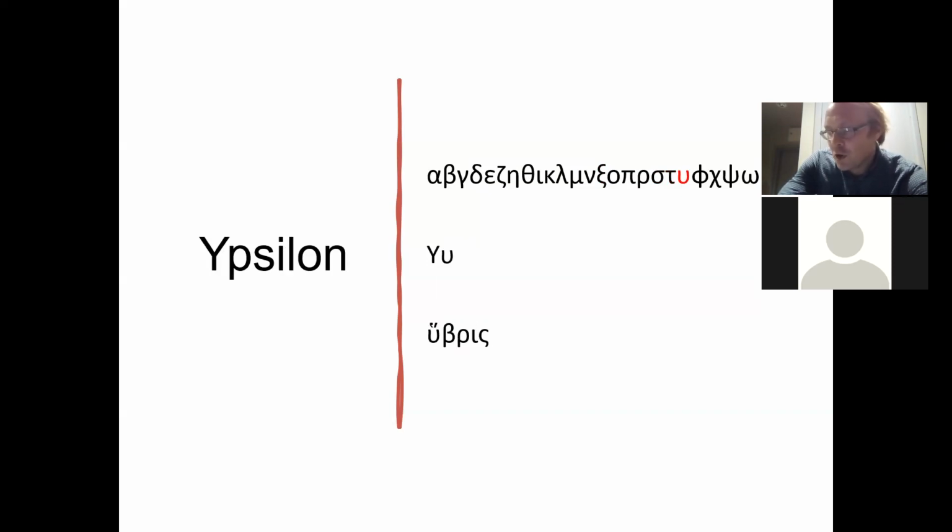Y expresses an Y sound, which can be either long or short. We find Y as the initial letter in the word hybris, which means insolence. This word begins with the aforementioned accent called spiritus asper, and actually it's the case that all classical Greek words beginning with an Y take a spiritus asper. But as I said, we will deal with the accents later.